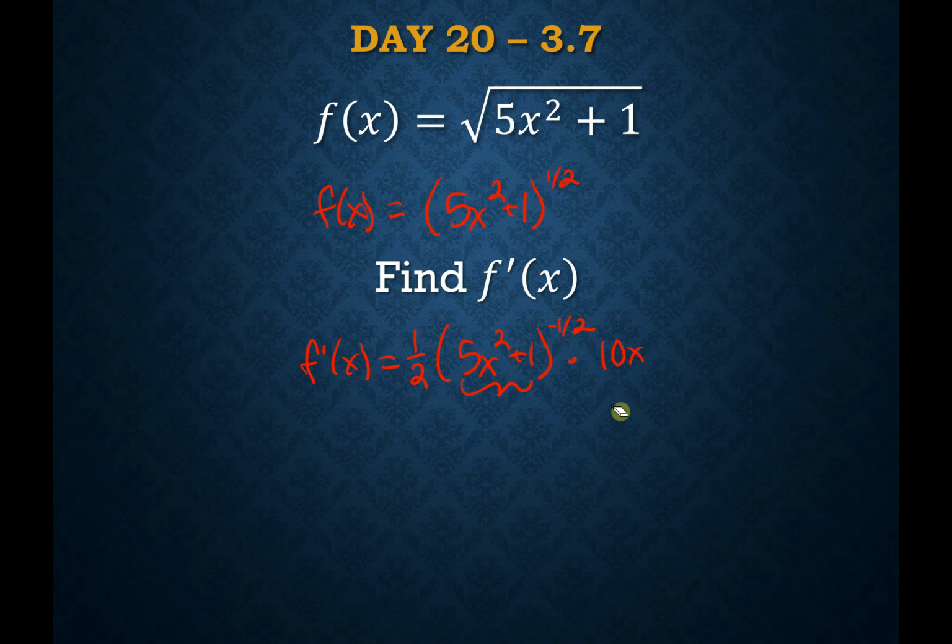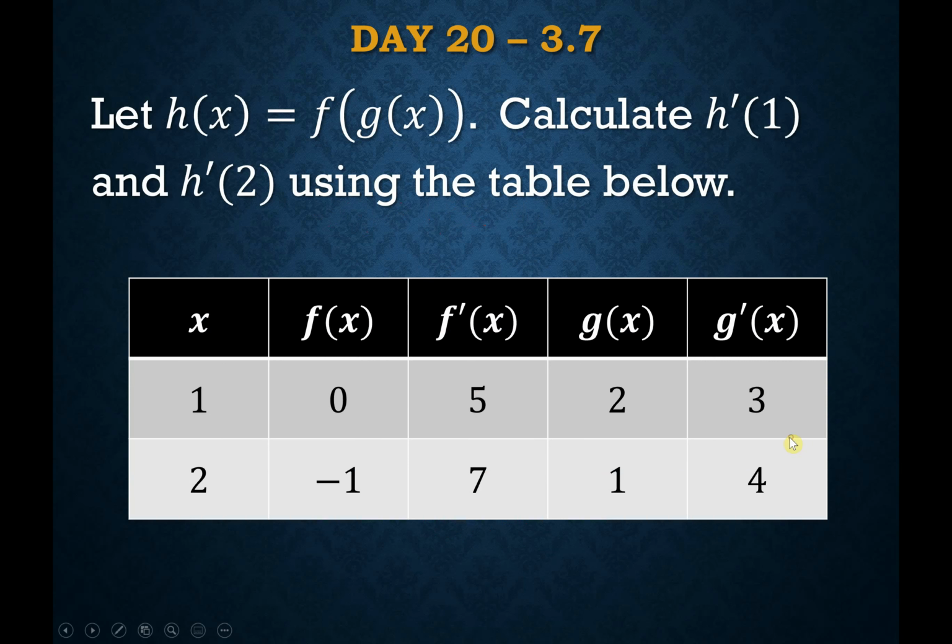Can we clean this up? Should we? Well, yes and yes. We can of course do half of 10, and half of 10 is just going to give us 5x. The 5x has a positive exponent, so it's going to stay on the top of the fraction. 5x squared plus 1 has a negative exponent, so it's going to drop to the bottom and look something like this. Okay, almost done with this. Let's try one more. Last one.